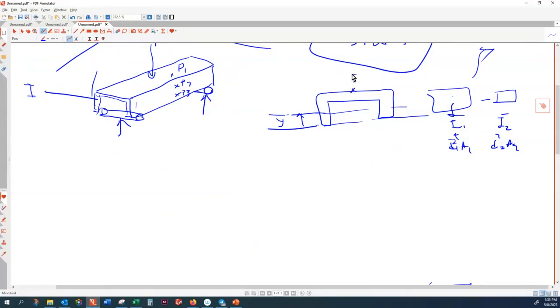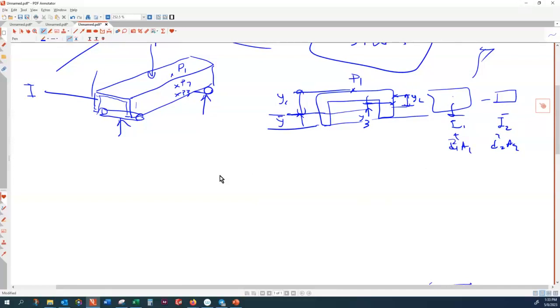Once you find the moment of inertia, for every point you have to measure the distance. This is P1. What is the distance of P1 to here? You find that distance, Y1. What about the distance of the second point to the neutral plane? That is Y2. And for the third one, you find Y3.